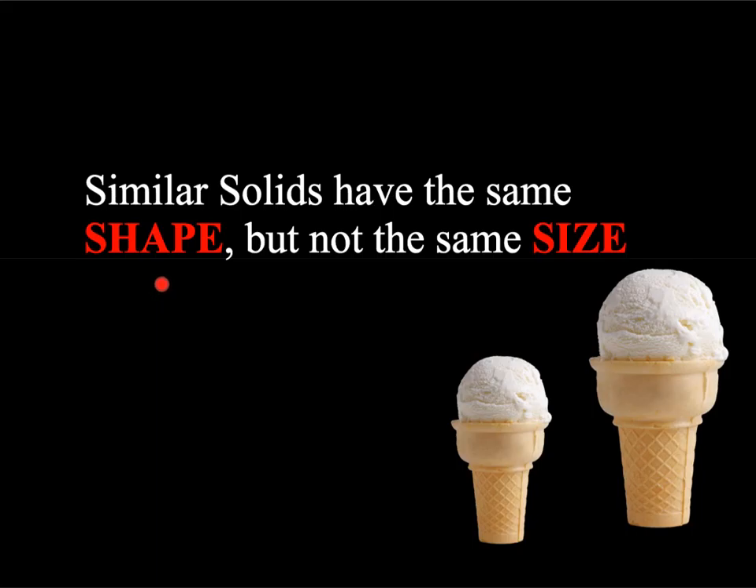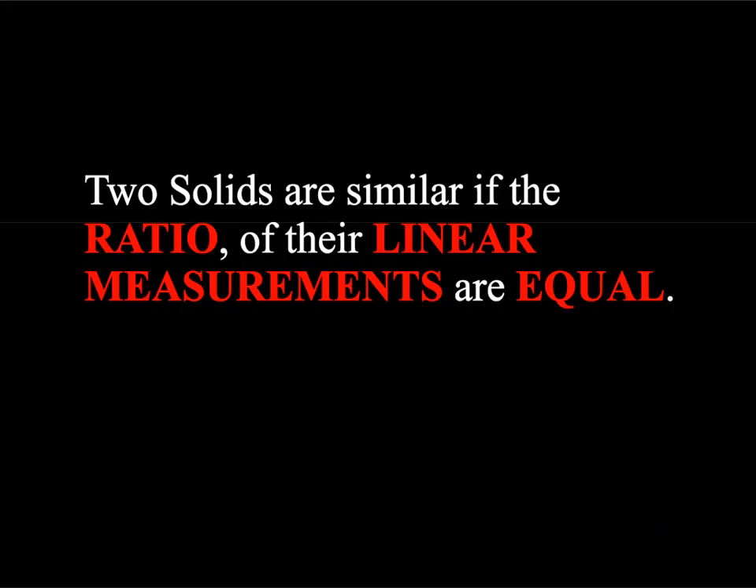Similar solids have the same shape, but not the same size. Two solids are similar if the ratio of their linear measurements are equal. So we're going to talk about what linear measurements are.